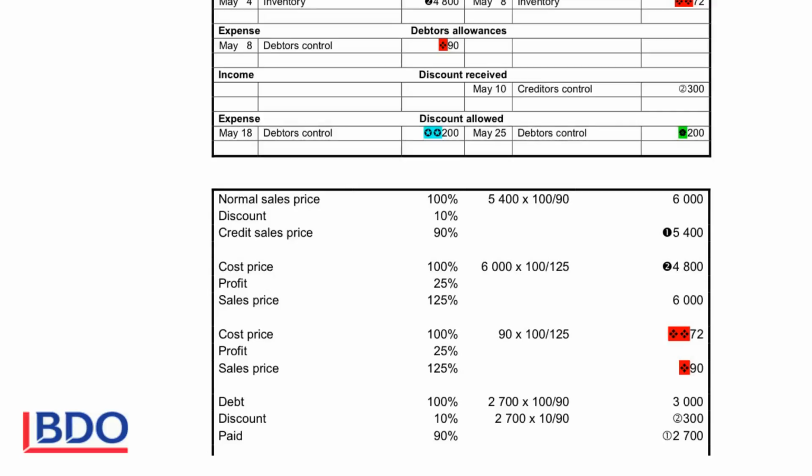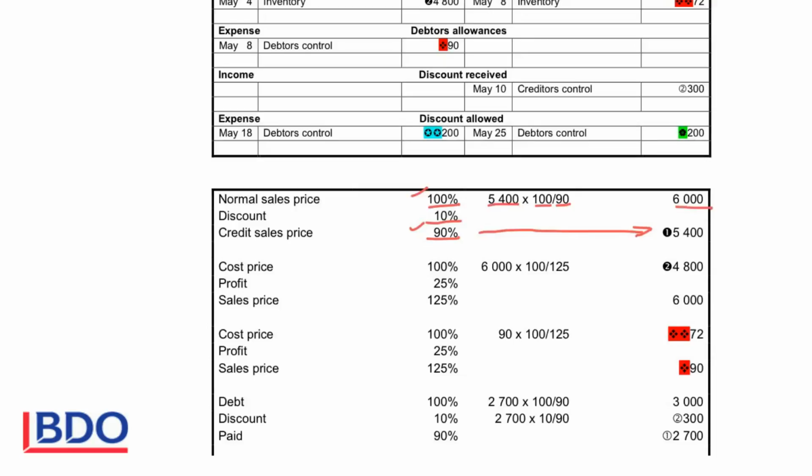The normal sales price is 100%. We allow 10% discount, so our credit sales price was 90% of the normal sales price. And they told us that this amount was 5,400. If I want to know what is the normal sales price, I will use the 5,400 times the one that I want, 100, divided by the one that I know, 90. So the one that I want, I put at the top, the one that I know at the bottom, and that will give me the normal sales price as 6,000 Rand.